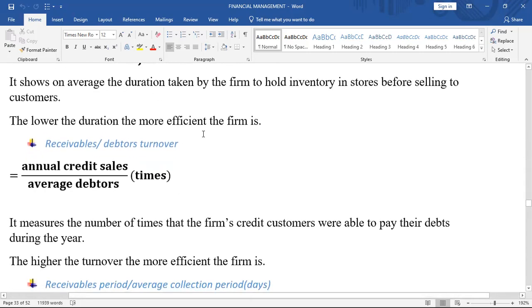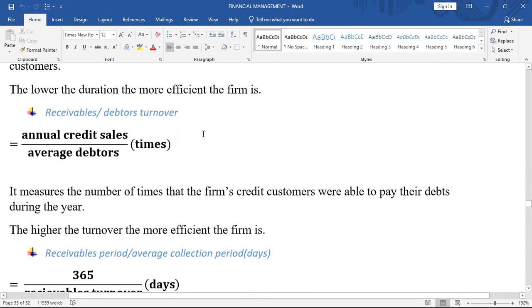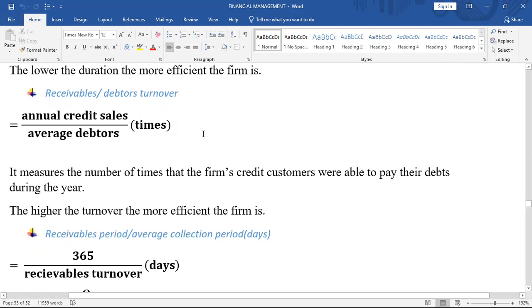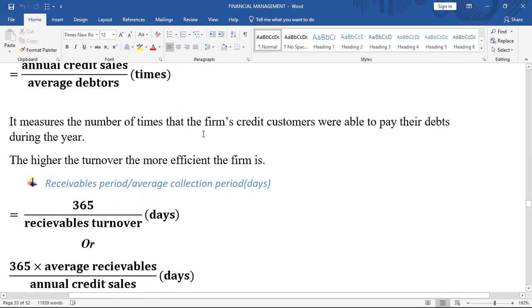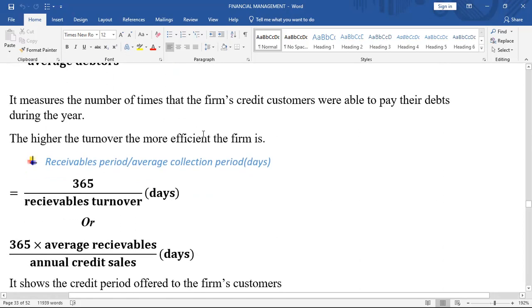We also look at the receivables, or debtors, turnover. It is very important that you take your annual credit sales and divide by the average debtors. It measures the number of times that the firm's credit customers were able to pay their debts during the year. So the higher the turnover, the more efficient the firm is.